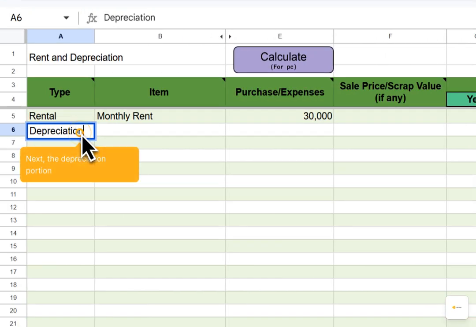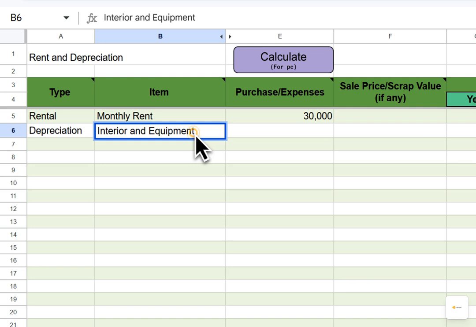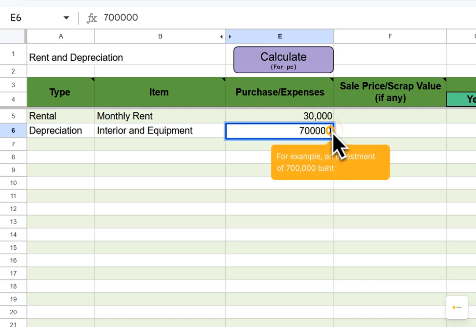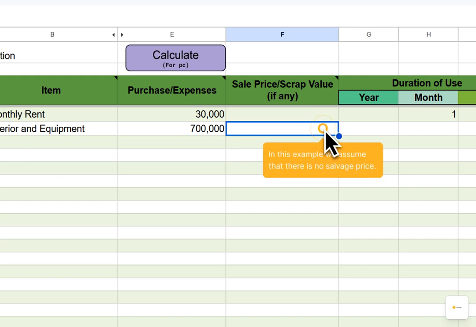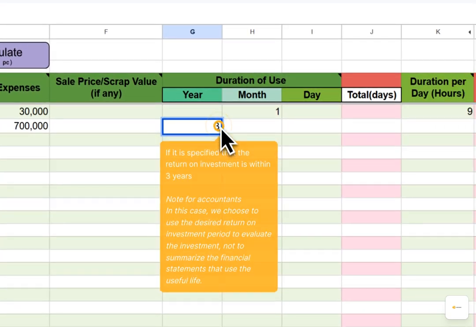Next, the depreciation portion. From the money invested in opening the shop and buying various equipment, for example, an investment of 700,000 baht. In this example, we assume that there is no salvage price. If it is specified that the return on investment is required in 3 years, note for accountants: in this case, we choose to use the desired return on investment period to evaluate the investment, not to summarize the financial statements that use the useful life.